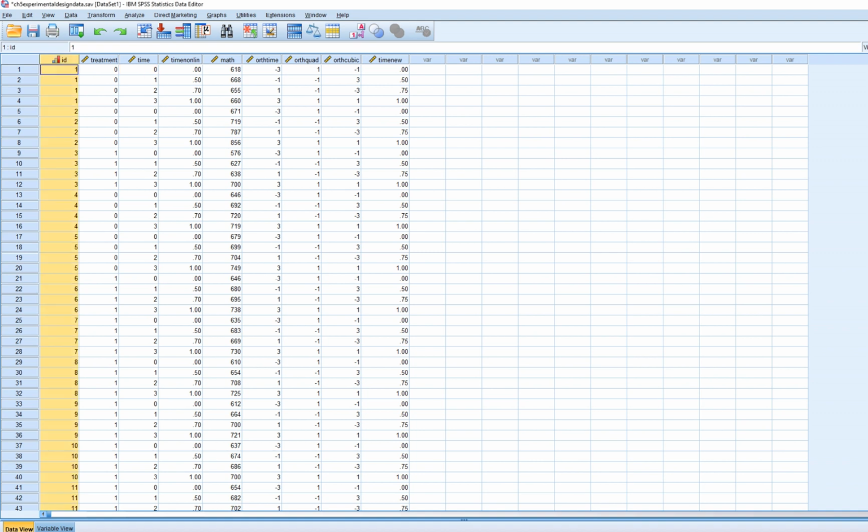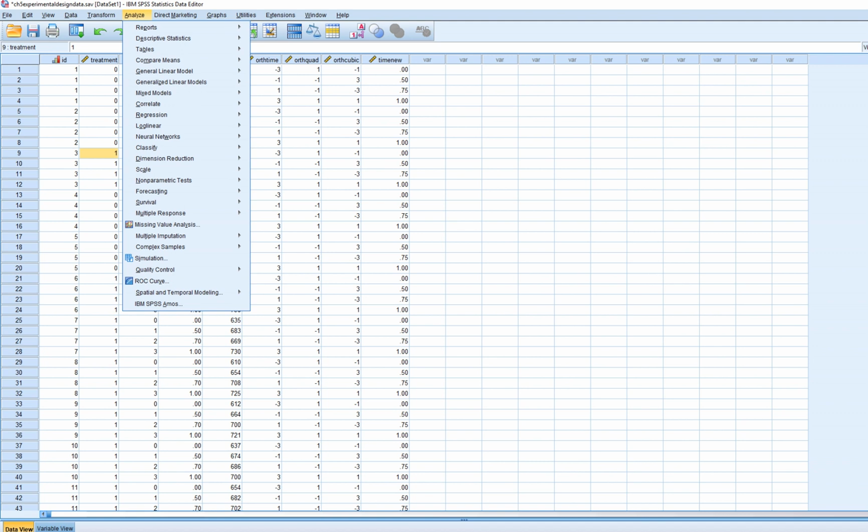So again, we have ID as a level 2 identifier. We have math as being our level 1 outcome variable measured at 4 different time points, coded 0 through 3. And then a treatment variable, where a code of 0 reflects a student that was assigned to the control condition, and a code of 1 reflects a student that was assigned to the treatment condition.